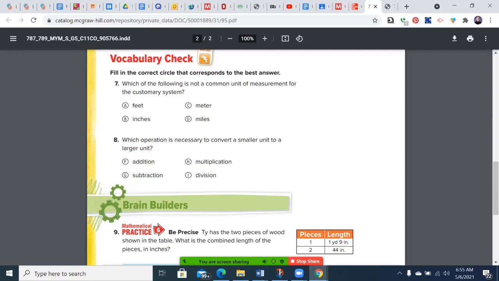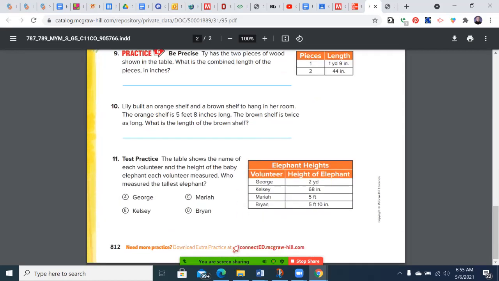Which operation is necessary to convert a smaller unit to a larger unit? See some charts to read, and there are 11 total problems.